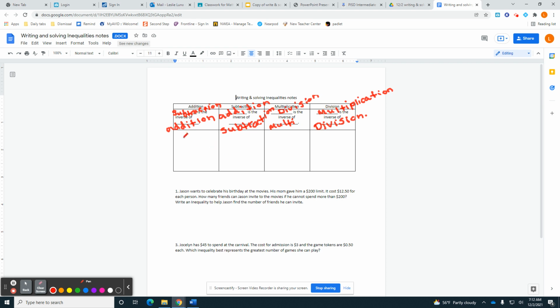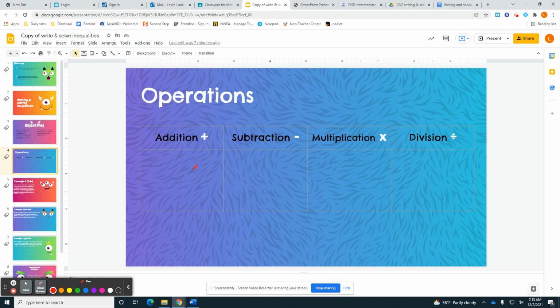Then here we're going to have some of our keywords for addition and subtraction, or for each operation. So what are some keywords for addition? Okay. So go ahead and pause your video for about a minute and try to come up with as many as you can for each word, and then we will review it. Okay.